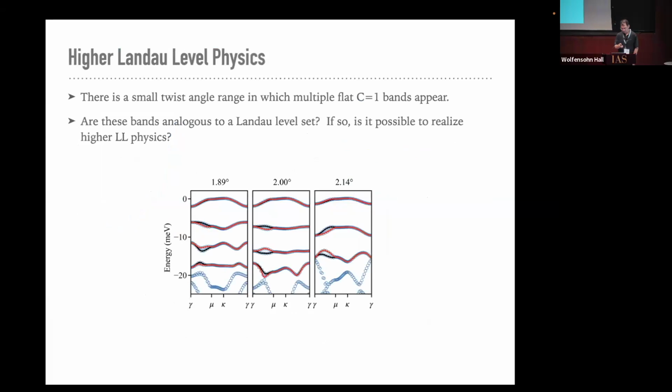So to do that, we first did more calculations around the 2 degree, just to show you the band structure. You can see that for 1.89 degree and the 2 degree, you have 1, 2, 3, 4, even 4 bands with Chern number equals 1. That's actually truly amazing.